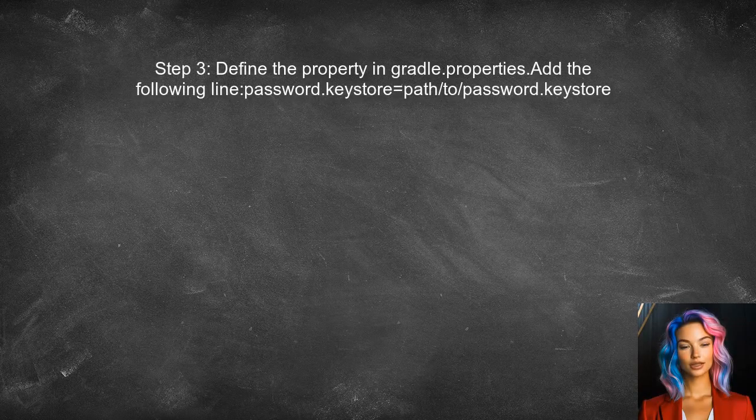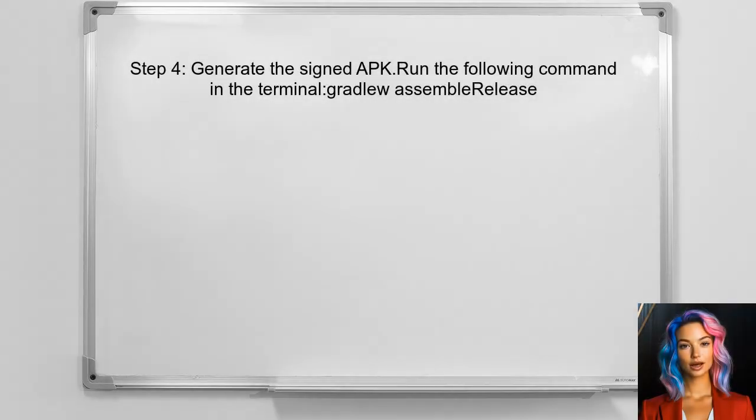Now, the user should check if the project has the property defined. If the property is not set, they can define it in the gradle.properties file. This will help avoid the error regarding the keystore file. Finally, the user can run the command to generate the signed APK again. They should use the command gradle assemble release in the terminal to build the release version of the app.